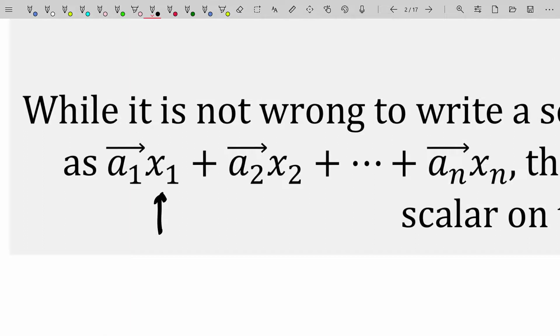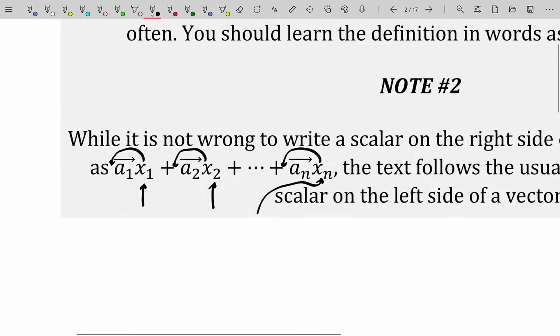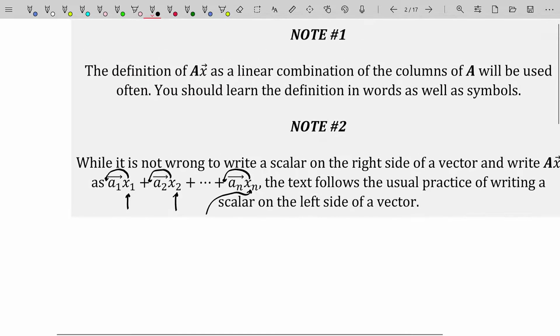This is a number. That is a number. That is a number. It just doesn't look good. It's better to have those weights in front of the vectors. It just is common mathematical courtesy, I guess you could say. So the text I use follows the usual practice of writing a scalar on the left side of a vector. And in fact, I don't know of any text or any mathematician that would ever write a scalar on the right-hand side of a vector, a variable, a matrix, whatever. There's just no point to it. So please don't do that.